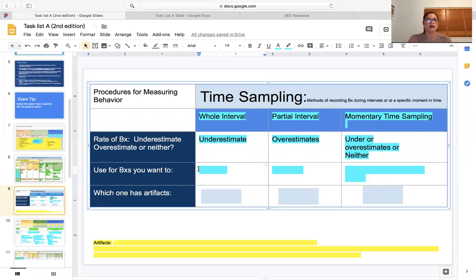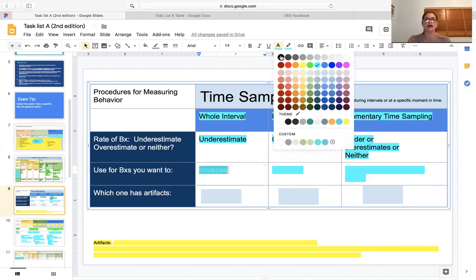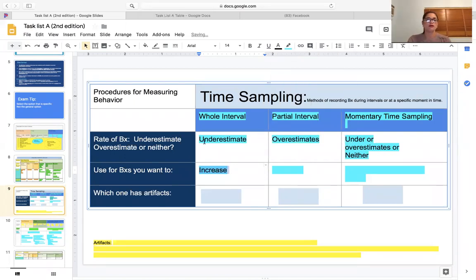Okay, so when do you use whole interval? You use it when the behavior you want to increase. So you know already the tip for this one, right? How do you remember them? You use the opposite. So it's an underestimate, so you use it when you want the behavior to increase.